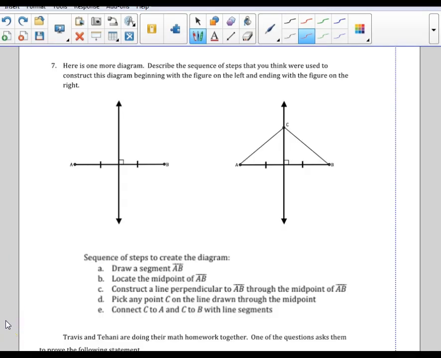So in number 7, we were asked to describe the sequence of steps that were used to construct the diagram on the right using the diagram at the left. So what we concluded in class is the sequence of steps was to draw line segment AB, locate the midpoint of line segment AB, and then construct a line perpendicular to AB through the midpoint of AB, which we've done at the earlier lessons in this unit. And then we picked any point on that line and we connected from that point, in this case C, to each of the endpoints, C to A and then C to B.